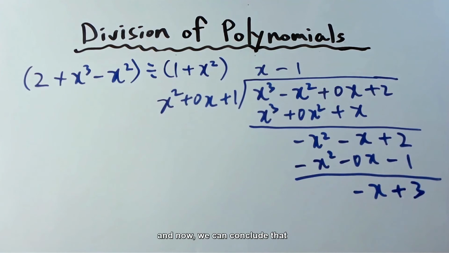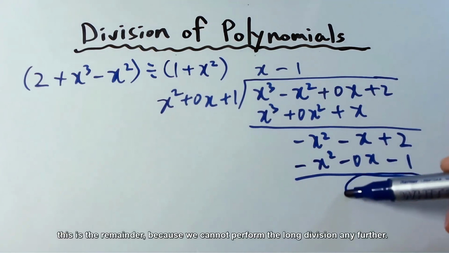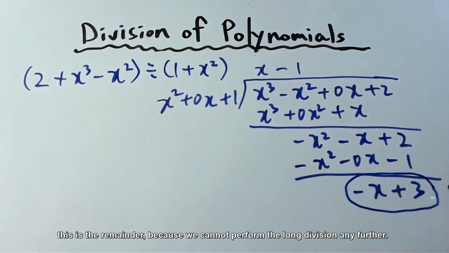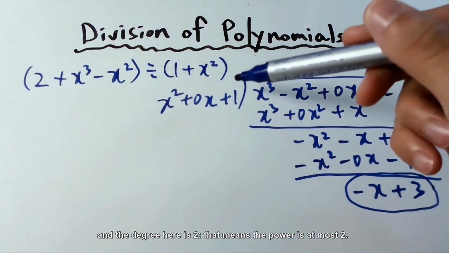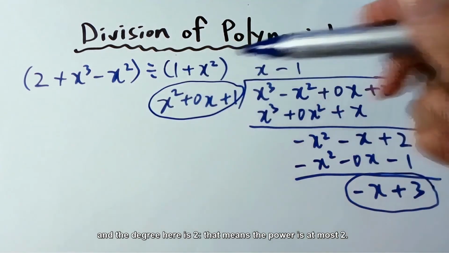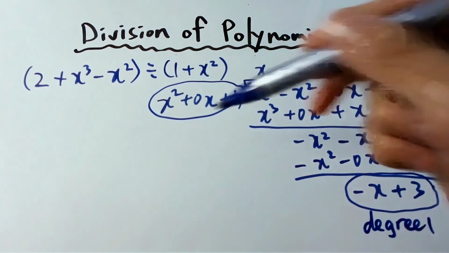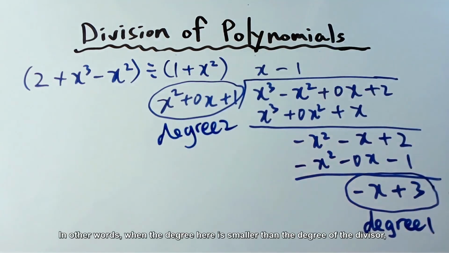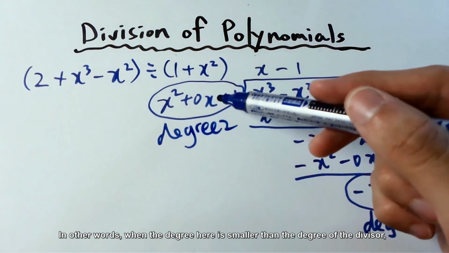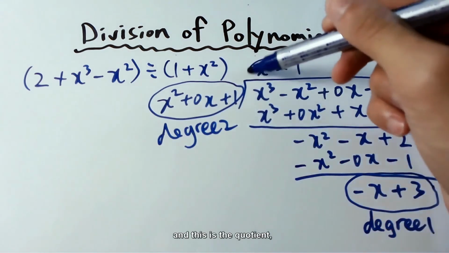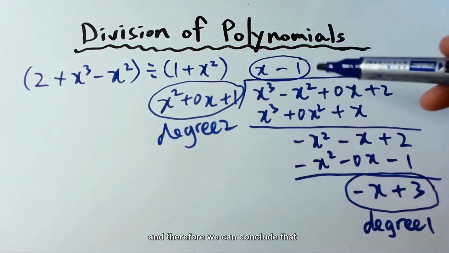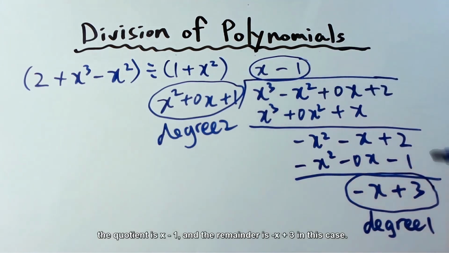And now we can conclude that this is the remainder because we cannot perform the long division any further. As the degree here is 1, that means the power is at most 1. And the degree here is 2, that means the power is at most 2. In other words, when the degree here is smaller than the degree of the divisor, we should stop. We cannot go any further. And this is the quotient. And therefore we can conclude that the quotient is x minus 1. And the remainder is minus x plus 3 in this case.